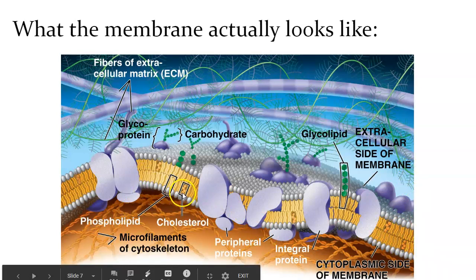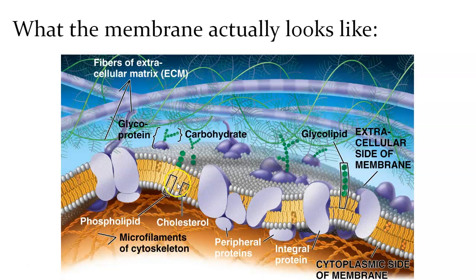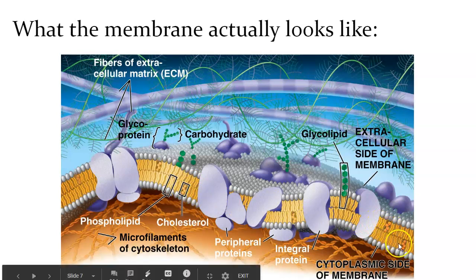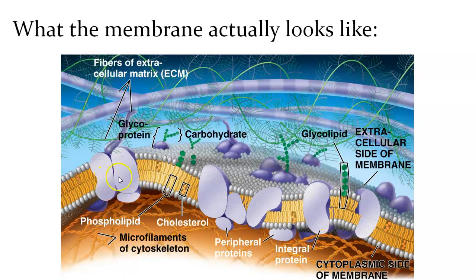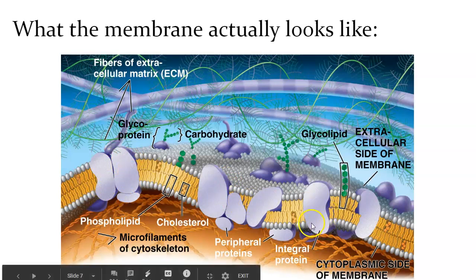There are tiny steroids, so each one of these little guys next to the phospholipid is cholesterol specifically. You can see that sprinkled in throughout the membrane, and that's going to change its overall fluidity. You can see that there are transmembrane proteins, ones that go all the way across the membrane that are embedded in it. They're also called integral proteins because they're integrated into the membrane.